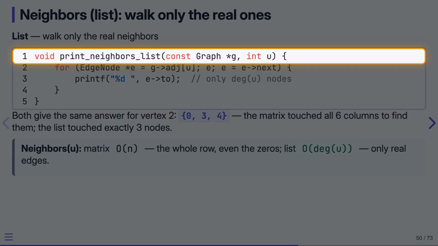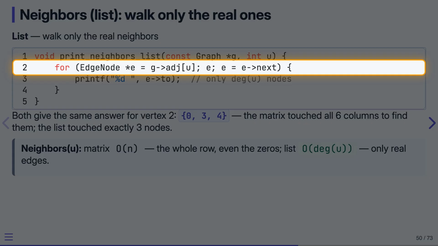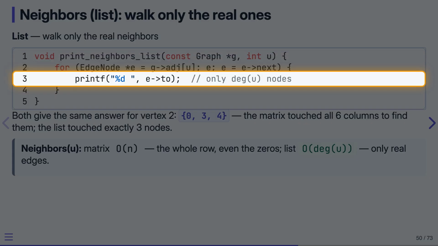Here is the list version, print Neighbours list. It walks the chain at edge of U, following E arrow next until the pointer runs out. For each node it prints E arrow to. It touches only the real neighbors, which is degree of U nodes, and never sees a 0 at all.